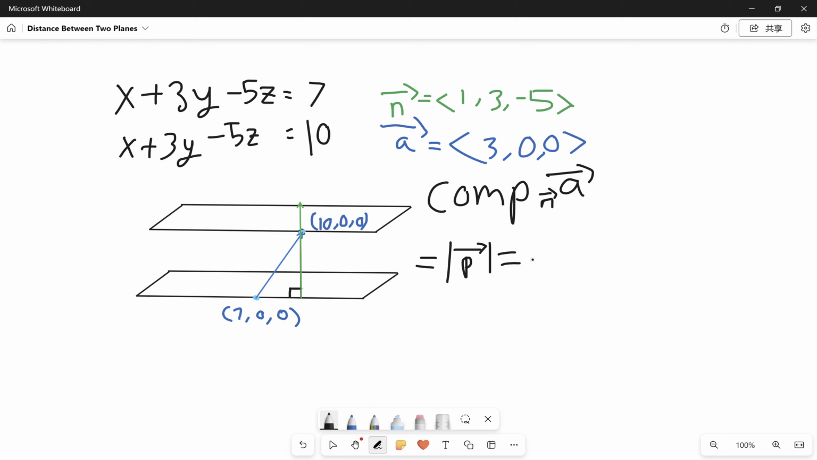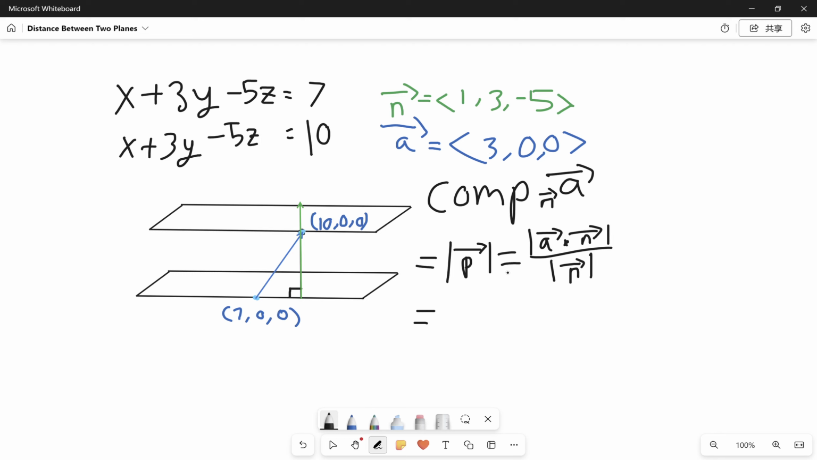And so what is it equal to then? It's also equal to the absolute value of the dot product of vector A and vector N over the magnitude of N. Why do we have an absolute value here? Because essentially we want positive values for the distance. This may be negative, so we want positive values for the distance.